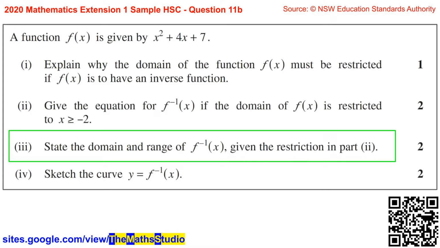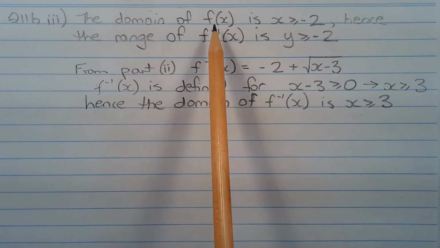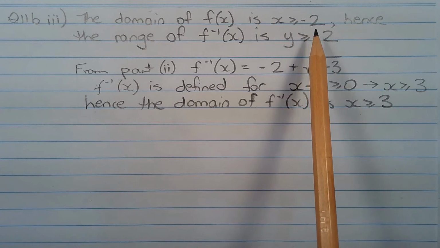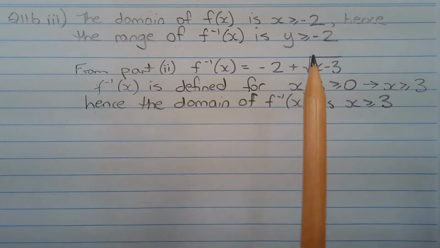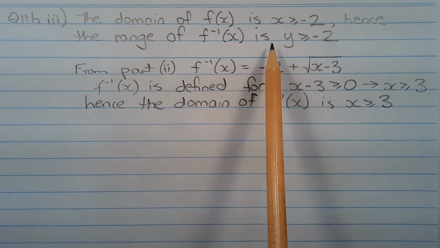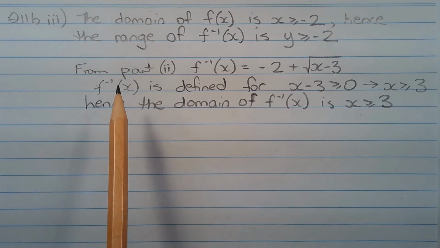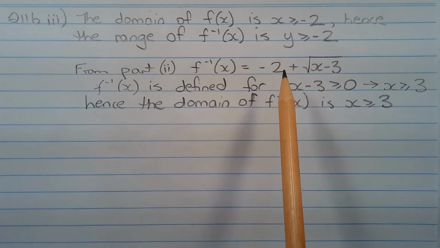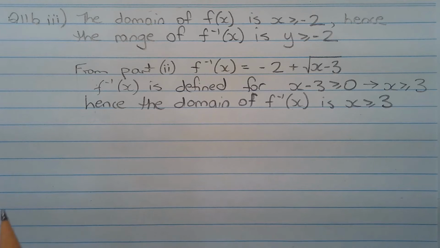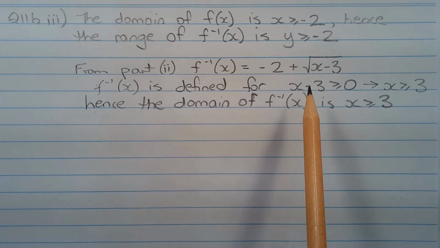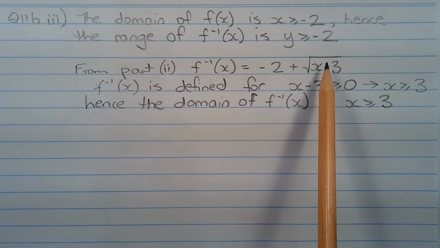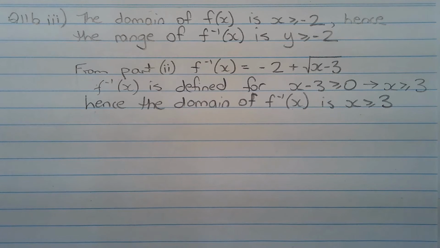Part 3. State the domain and range of f inverse of x, given the restriction in Part 2. The domain of f(x) is greater than or equal to negative 2, which corresponds to the restriction given in Part 2. Hence, the range of f inverse of x is y is greater than or equal to negative 2. From Part 2, f inverse of x is equal to negative 2 plus the square root of x minus 3. f inverse of x is defined for x minus 3 greater than or equal to 0, as we can't have a negative value inside the surd. Hence, the domain of f inverse of x is x greater than or equal to 3.